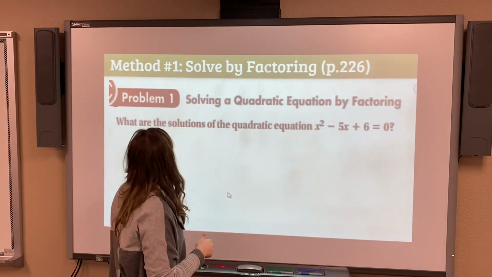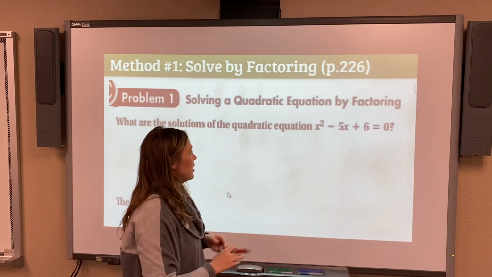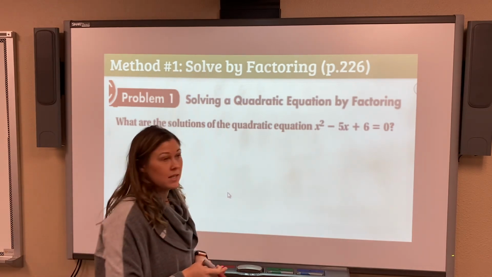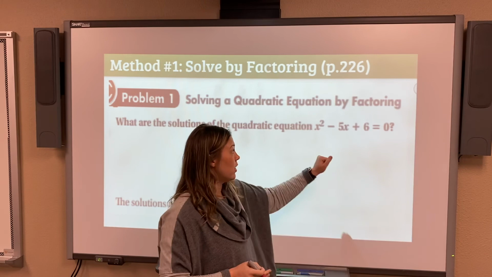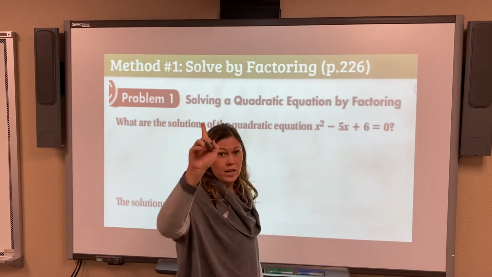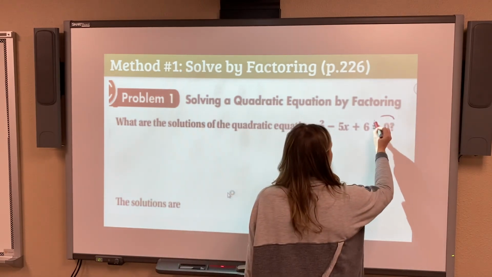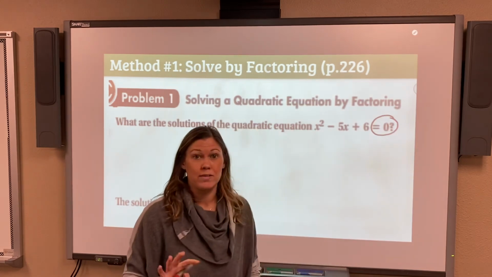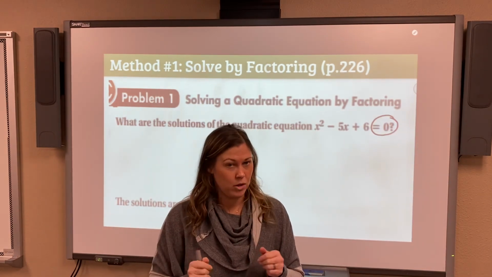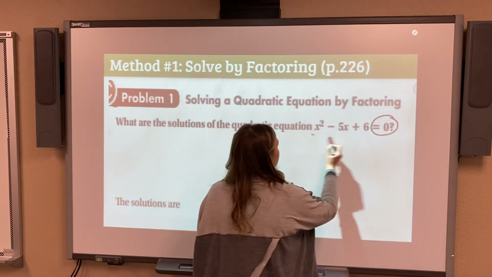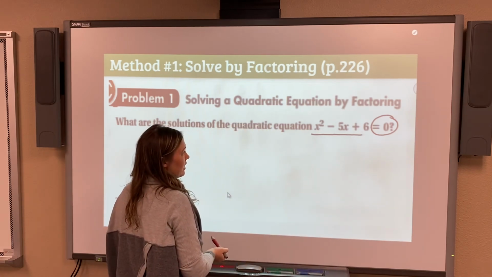So if we have, what are the solutions of the quadratic equation x squared minus 5x plus 6 is equal to 0. So here we have a quadratic in standard form. First thing before you get started, make sure it's equal to 0. If it does not equal 0, we have to move everything to one side. That will come up. So what we're gonna do is we're gonna factor this x squared minus 5x plus 6.